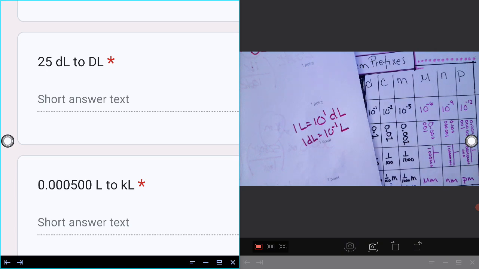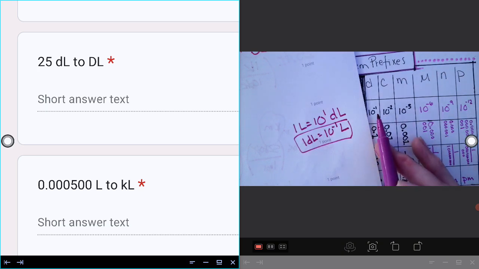Either one of them work, but I think this is the one that you're going to tend to use because it's on your table, right? The negative 1. Are we processing how that makes sense? Both of them are true.